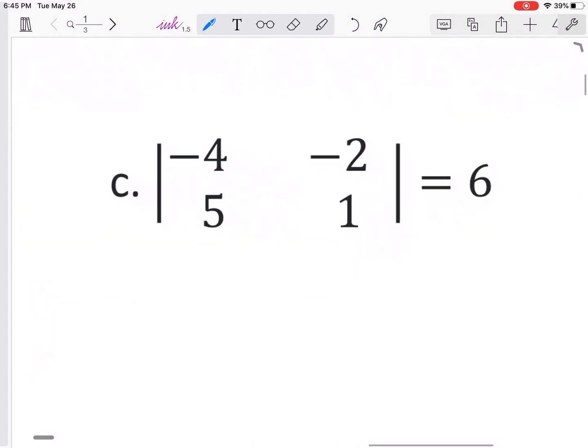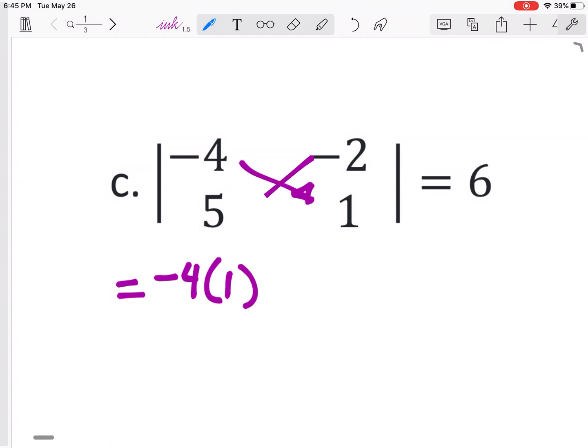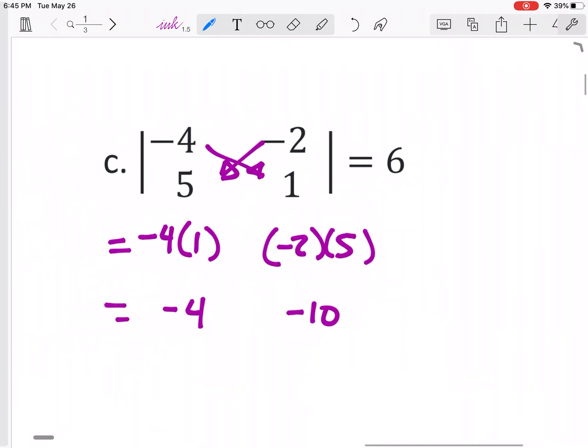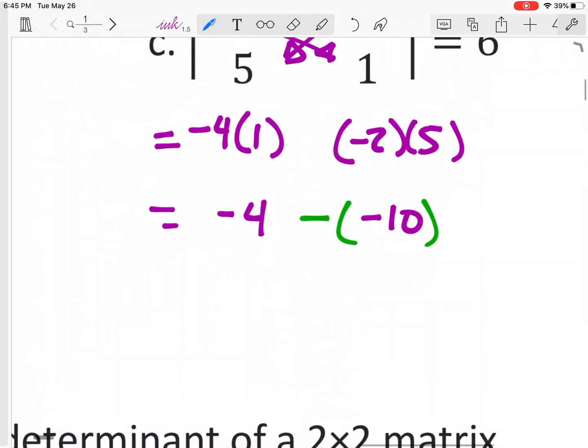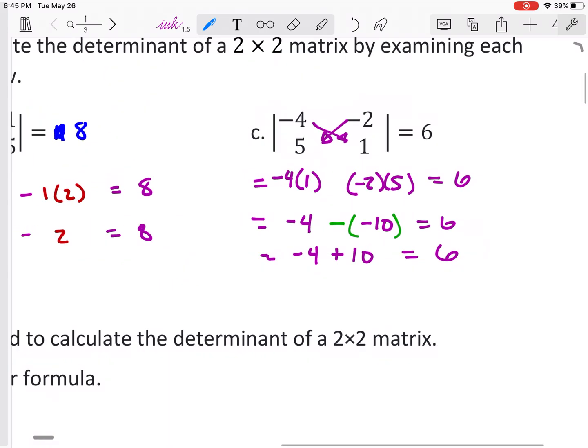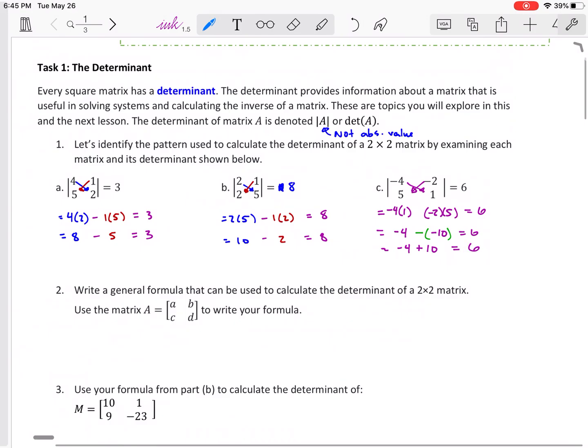Same idea for the next one. Negative 4 times 1, numbers along this diagonal, negative 2 times 5. These give us negative 4 and negative 10. Well, if I subtract these, subtracting a negative is the same thing as addition, so this is negative 4 plus 10, and yes, this equals 6. So it seems like what we're doing is multiplying along these diagonals to get our answer.